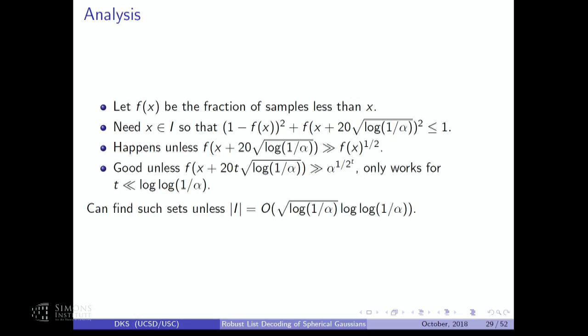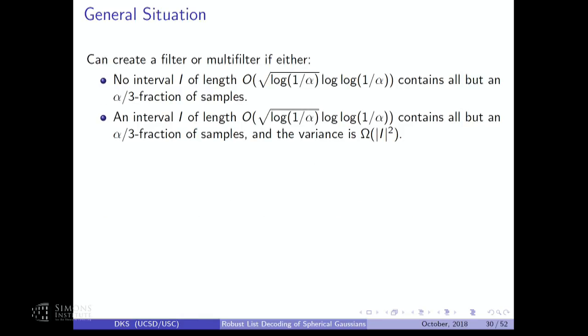And in particular, unless our interval is shorter than square root log 1 over alpha times log 1 over alpha, we can always find an appropriate x such that these two sets exist. Okay, so what can we say? We can create either a filter or a multi-filter that will allow us to make progress as long as one of the following two holds.